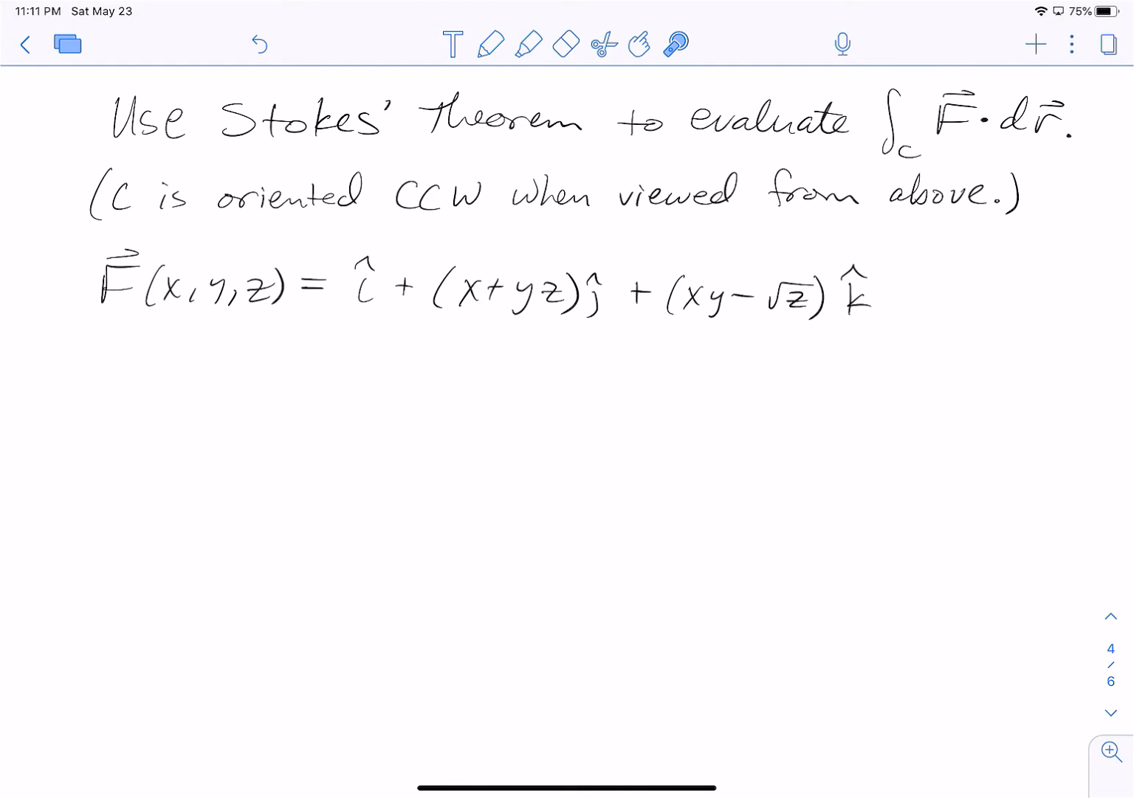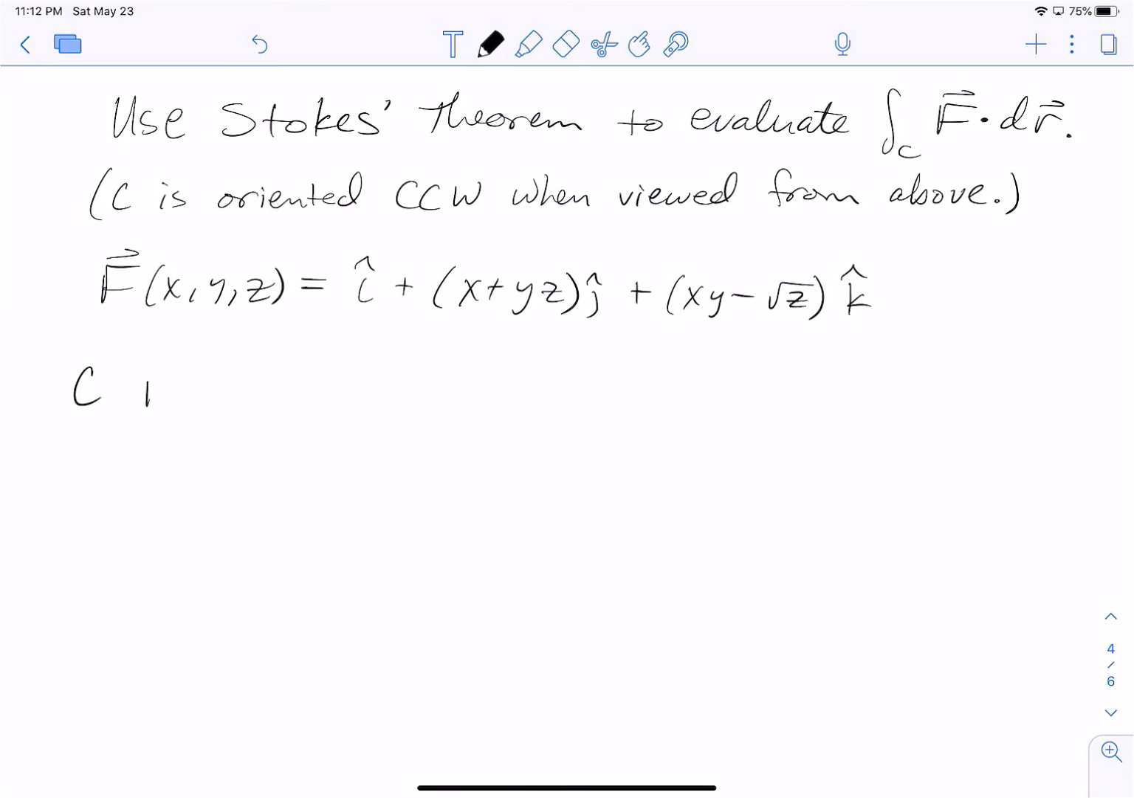We're going to use Stokes' Theorem to evaluate the line integral over C of F dot dr. Our vector field is F(x, y, z) = i + (x + y z) j + (xy − √z) k. We're told in the instructions that the boundary curve C is oriented counterclockwise when viewed from above.